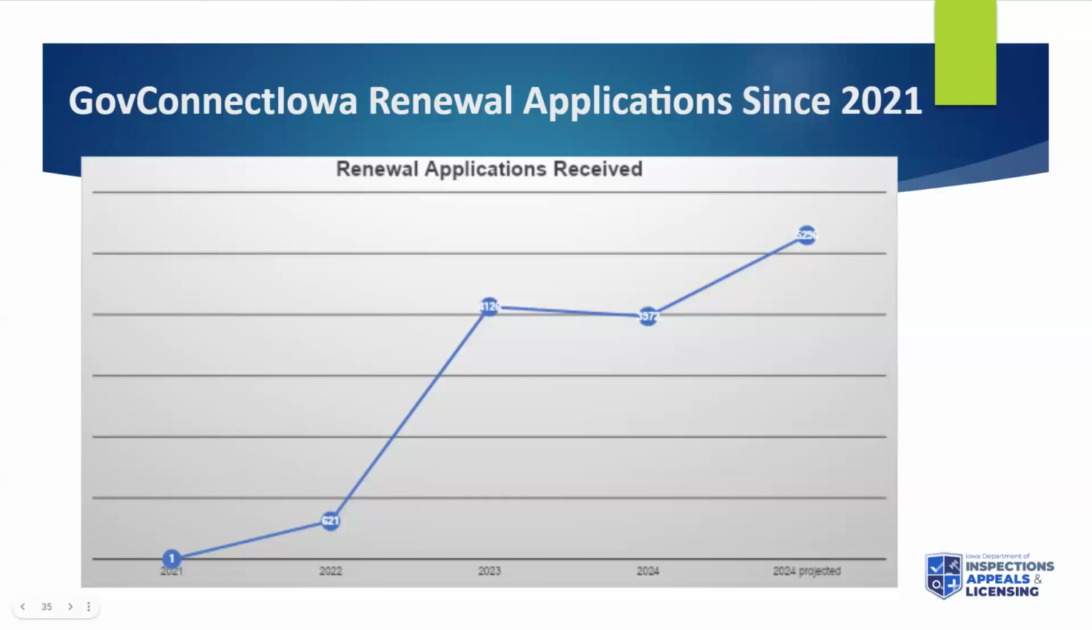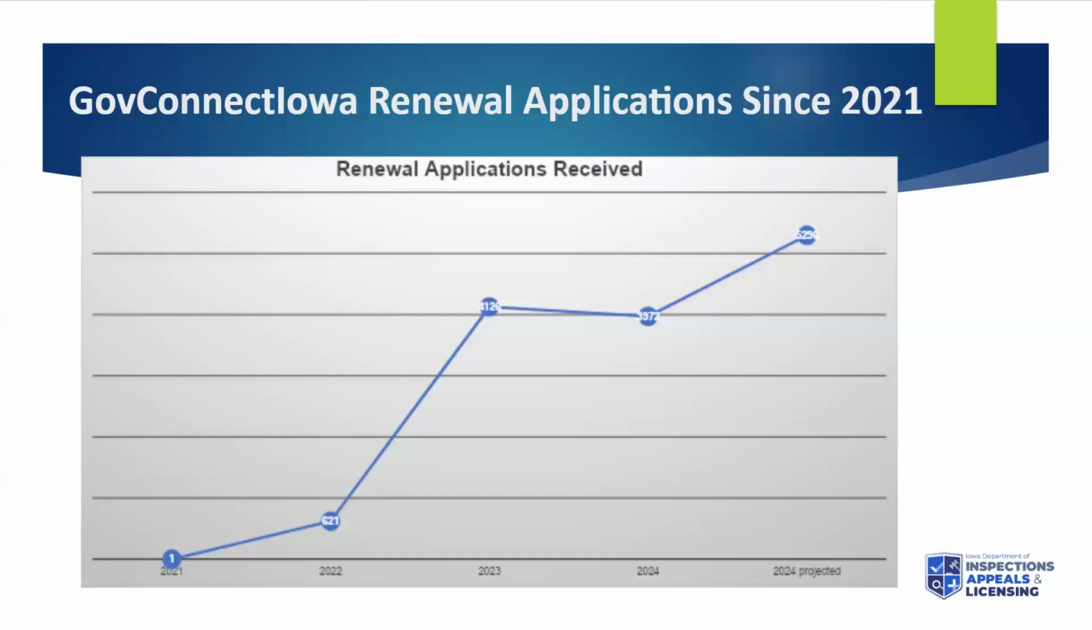I thought it would be quite interesting to go ahead and show you guys the impact that GovConnect has had on the renewal applications that we have received over the past few years. Year 1 in 2021, it started in November. We had one person in 2021 between November and December go on and renew their food and lodging license through the GovConnect Iowa website. In 2022, it grew a bit to 621.